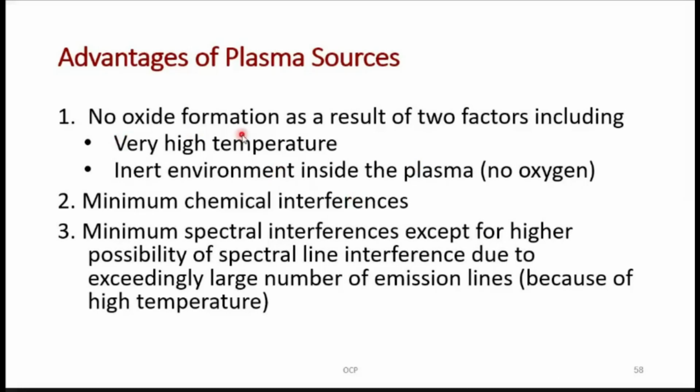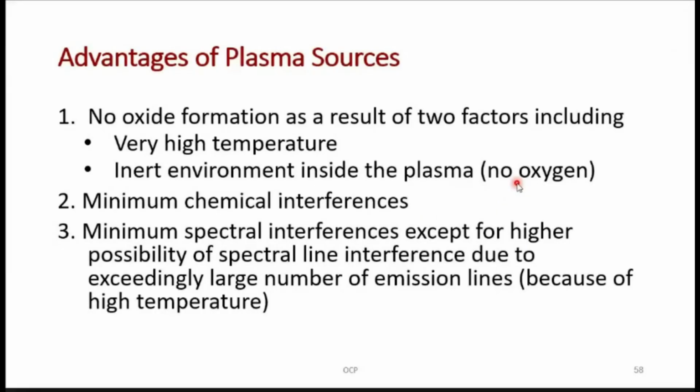So no oxide formation as a result of two factors: they involve very high temperature and an inert environment. Inside the plasma there is no oxygen, so oxidation of the analyte is avoided. We have seen before also that oxides of the analyte give different spectral lines. Minimum chemical interferences. Because of high temperature, the sample is very fast converted to atoms, and parallel chemical reactions are low in number.